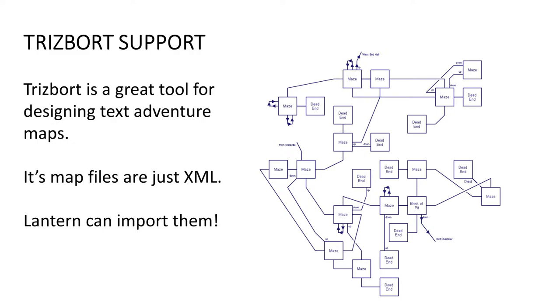It's really good for making Text Adventure maps, and one of my students happened to open up a saved map file, and it was just XML. And so it was really easy to read. So it was like just a day of work to have this thing read in the Trizbort file, so you can build your nice map in the Trizbort software, and then just import it into the Lantern software that I wrote, and it'll preserve all your rooms and make all the objects for you. So it saves a lot of time. So that's cool.